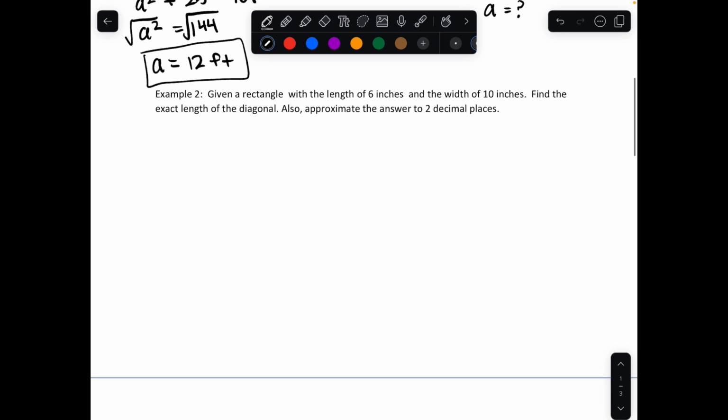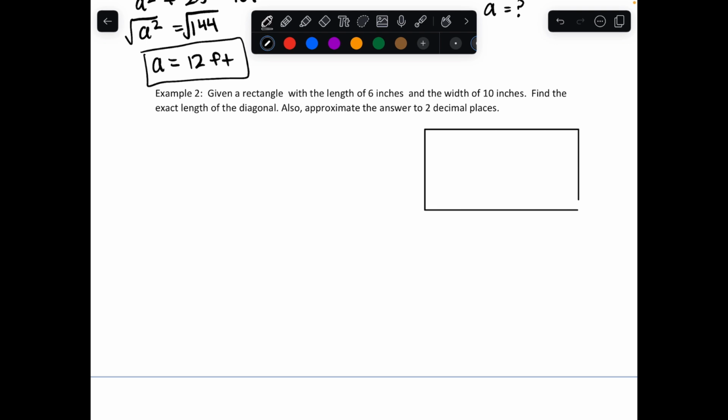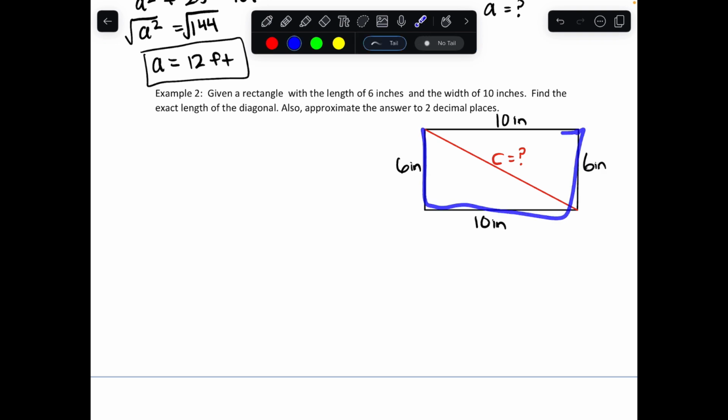Number 2 says that we have a rectangle with a length of 6 inches and a width of 10 inches. But I want to know the exact length of the diagonal. Also, we're then going to approximate the answer to 2 decimal places. So first off, let's draw a picture. Okay, so we have our rectangle right here. But I want to know the length of the diagonal, this red line right here. So, how can I figure that out?